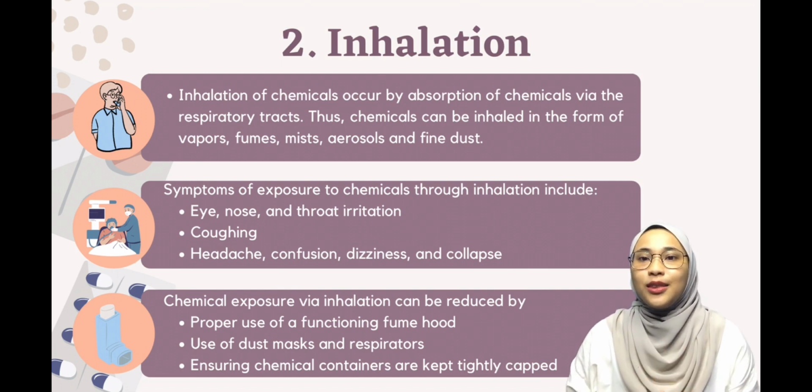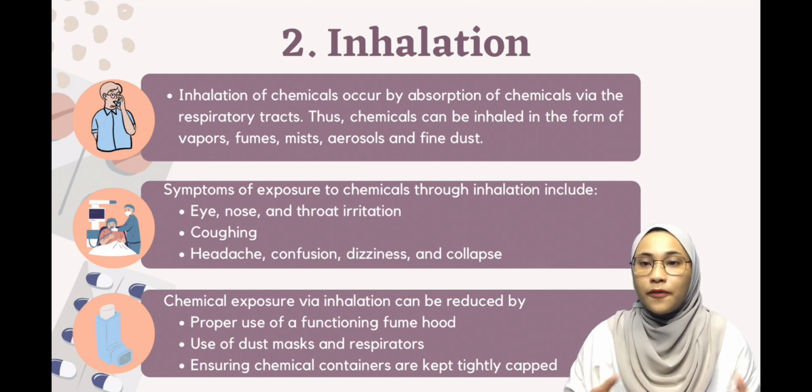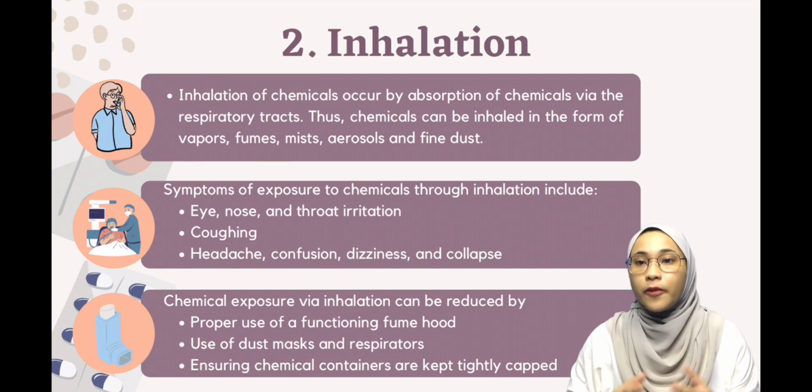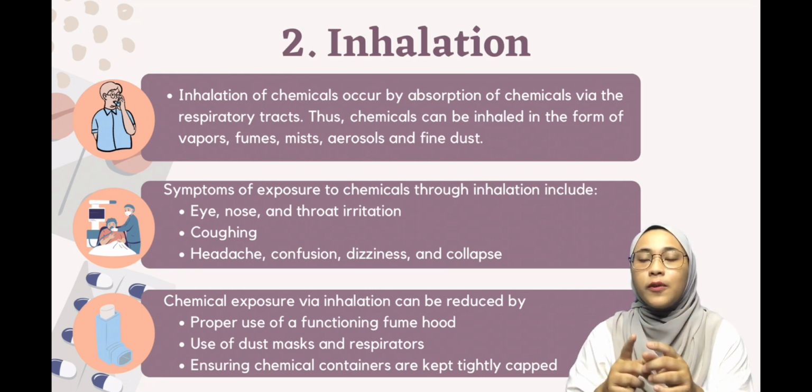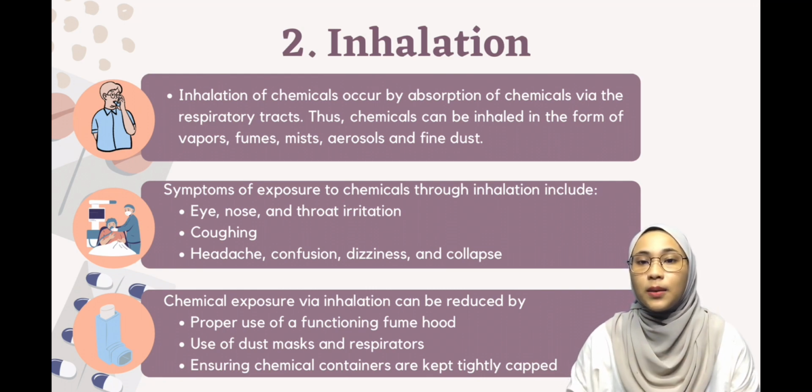Now, let's get into detail for the most common route of entry for chemical substances, which is through inhalation. Inhalation of chemicals occurs by absorption of chemicals via the respiratory tract. When gases and vapors are inhaled along with oxygen, they can enter the bloodstream, and chemical compounds such as asbestos or silica, for example, can eventually harm the tissues of the respiratory system.